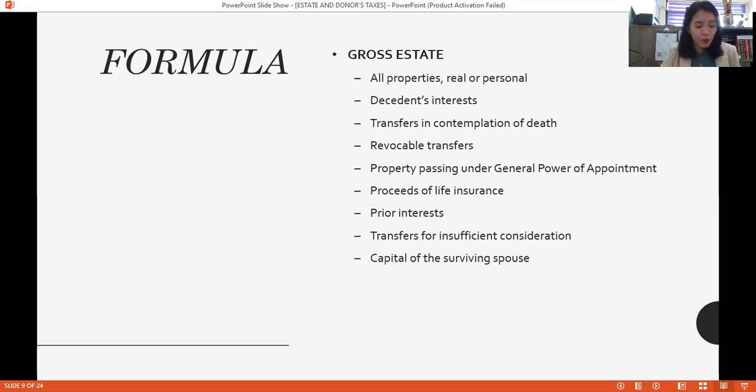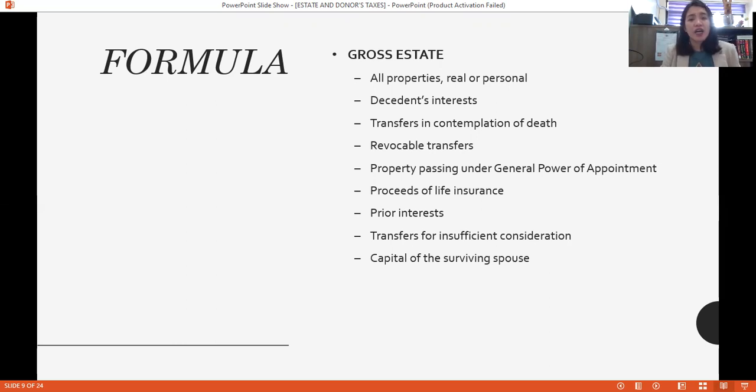Okay? Revocable transfers, now to the extent of any interest therein of which the decedent has at any time made a transfer, where the enjoyment thereof was subject at the date of his death to any change through the exercise of power, no? Even if meron ng transfer, pero if the decedent reserves the right to revoke the transfer, then that is part of the gross estate.